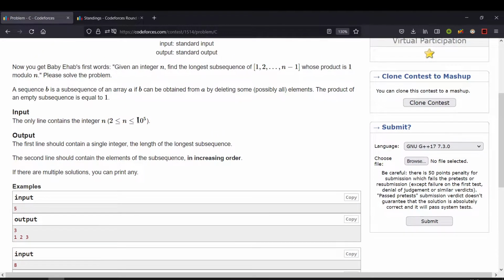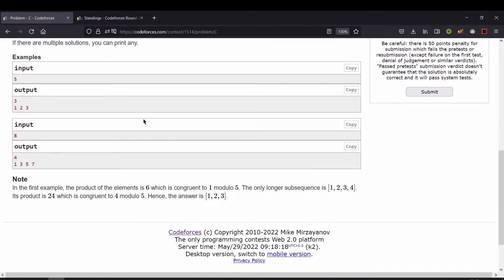And n goes up to 10 to the power 5. So 1, 3, 5, 7. And if you see, none of the combinations are divisible by 8.